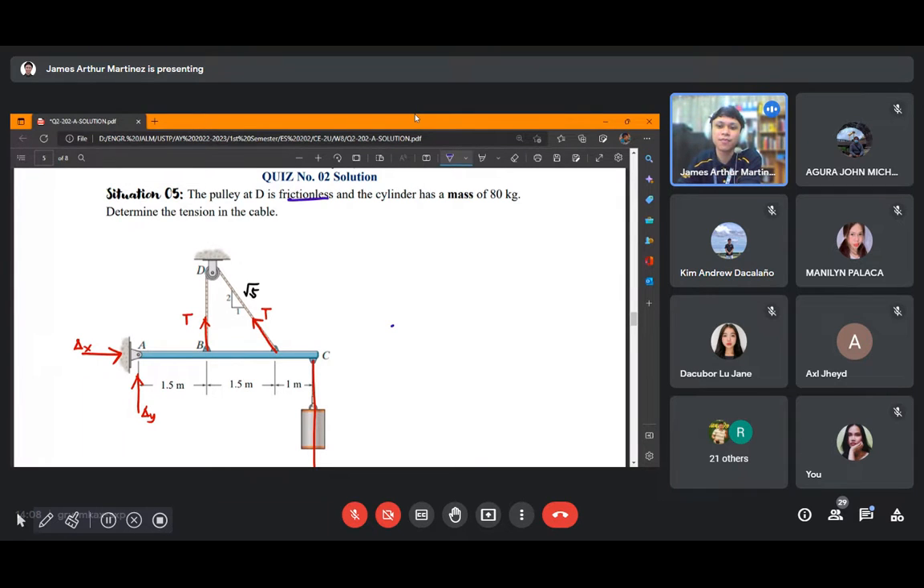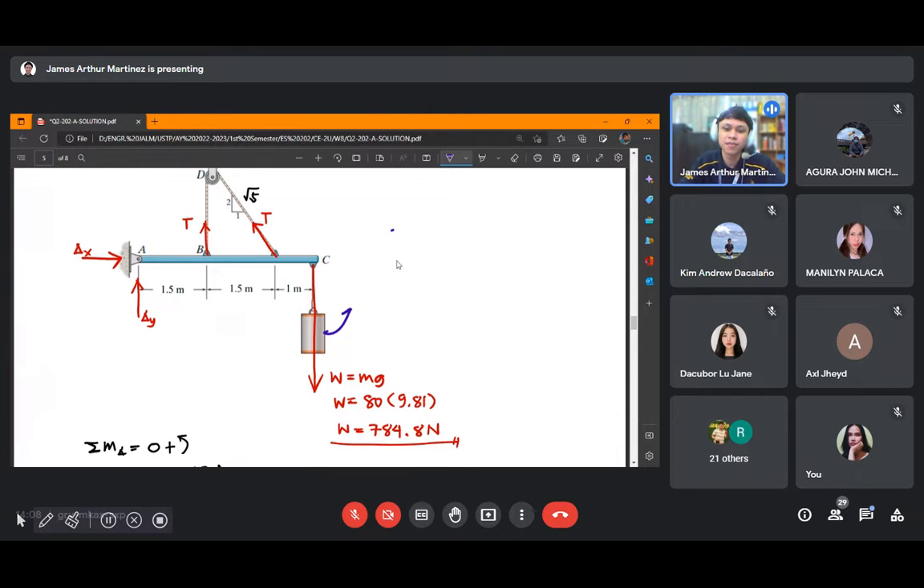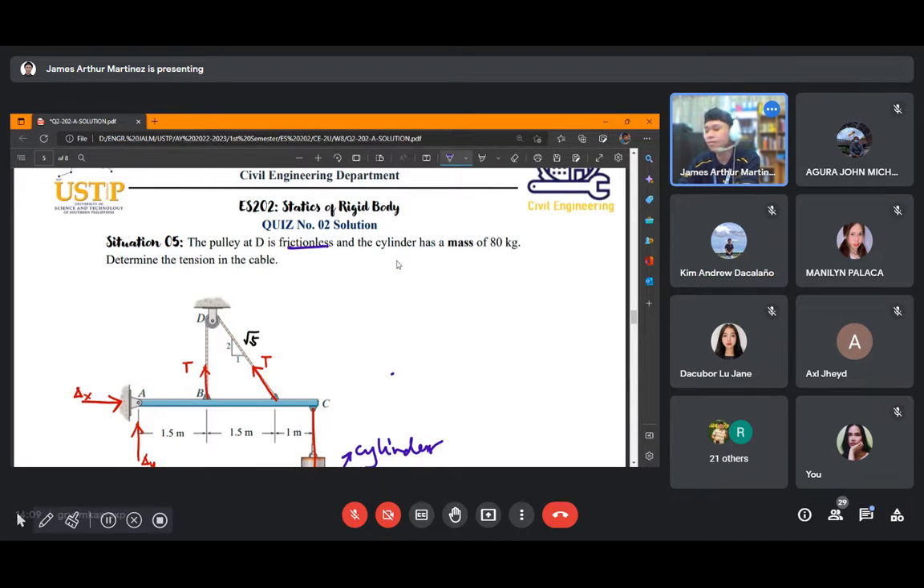So this is our cylinder, muna siya. So we need to compute for its weight first. So weight is just equal to mass times gravity. So therefore weight is equal to 784.8 newtons. So no problem with weight, naa na tay weight dire.